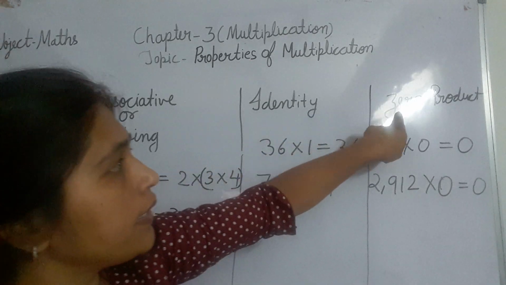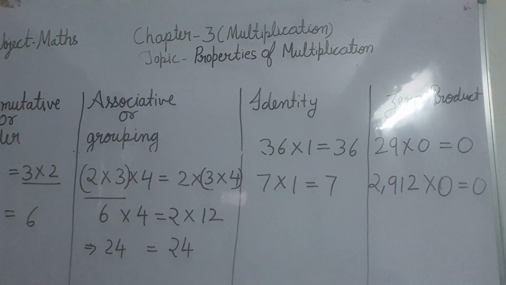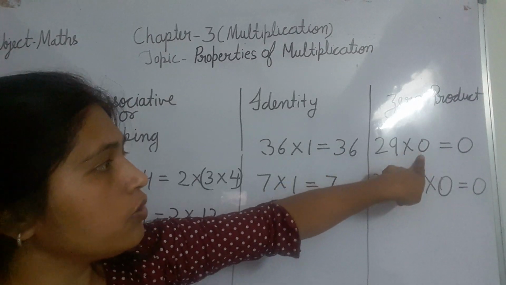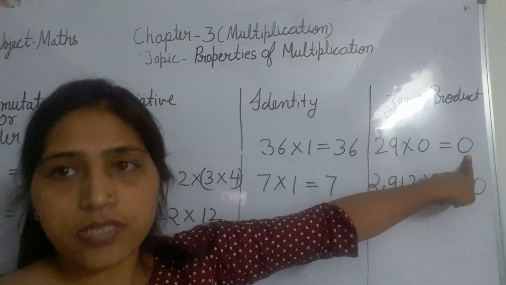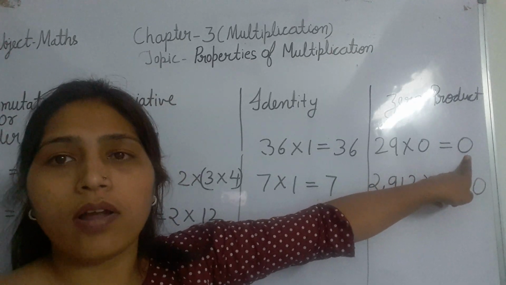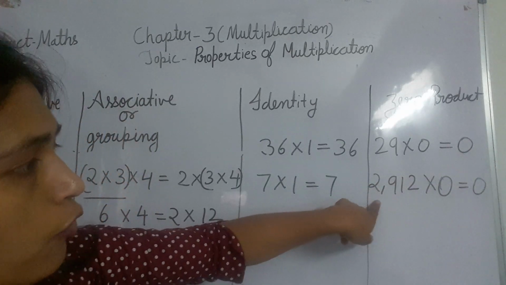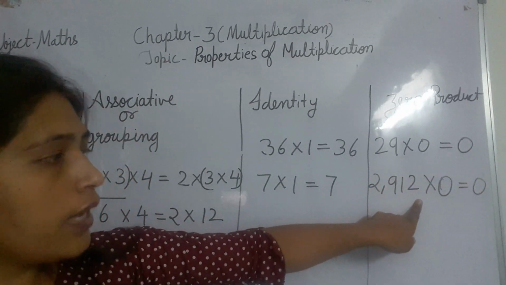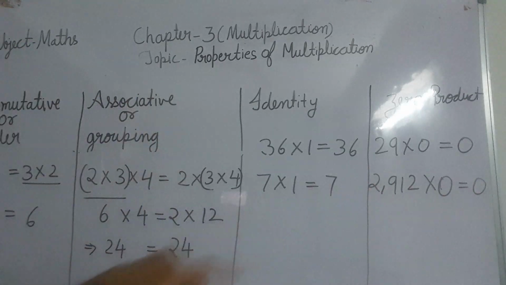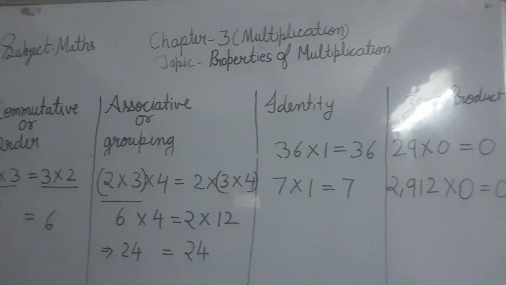The last property is the zero property. Zero property means whenever you multiply any number with 0, the product will always be 0. It means you always get 0 as the answer. If you take any bigger number also, you will get 0. So these are the four properties of multiplication.